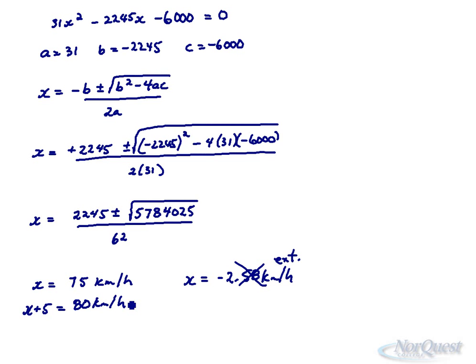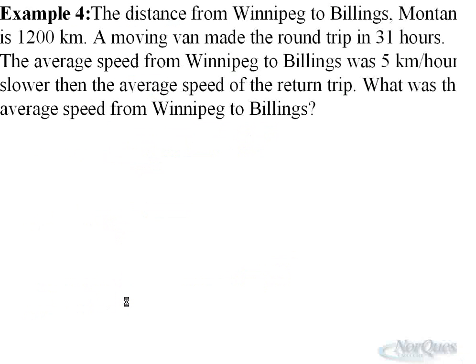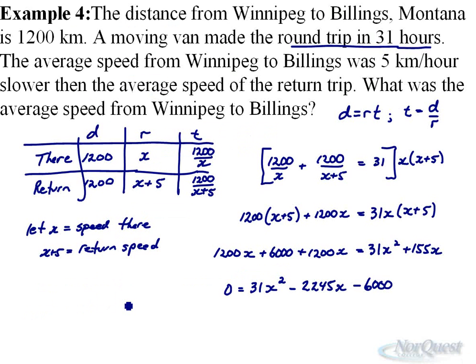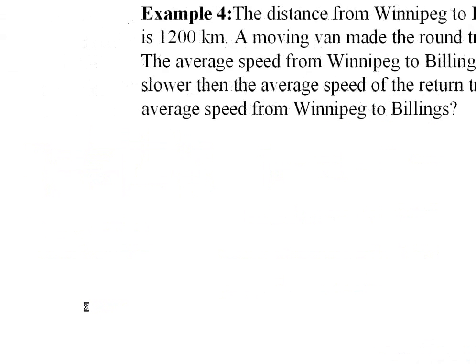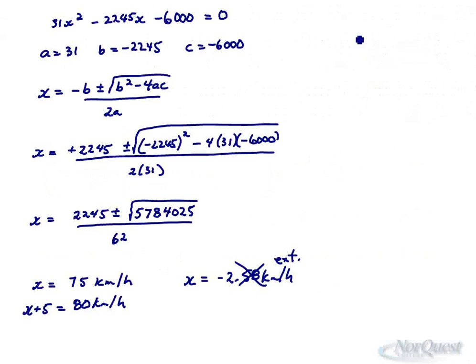Now if you go back to the question, what you were being asked, it says, what was the average speed from Winnipeg to Billings? So we're going from Winnipeg to Billings. Moving van average speed from Winnipeg to Billings was 5 kilometers an hour slower than the return trip. So Winnipeg to Billings was the slower one, so 75. The return trip was 80. Now remember, it takes 31 hours total. So if we know the speed and we know the distance, we could do a very quick check if you wanted to.